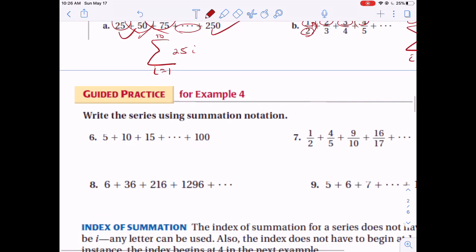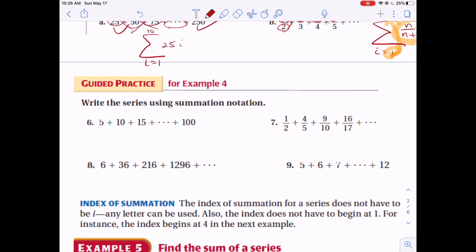So let's try a few other practice ones for you. Because then we got to go backwards. We're going to give you the summation notation and have you give us the list of numbers.